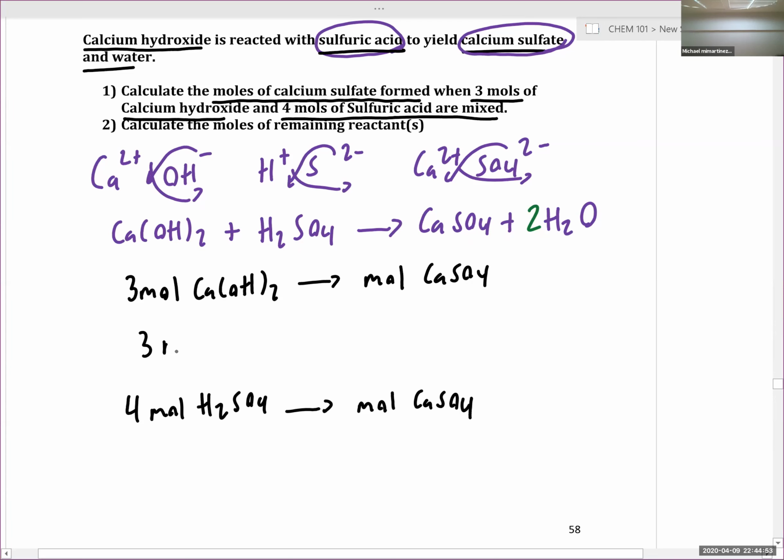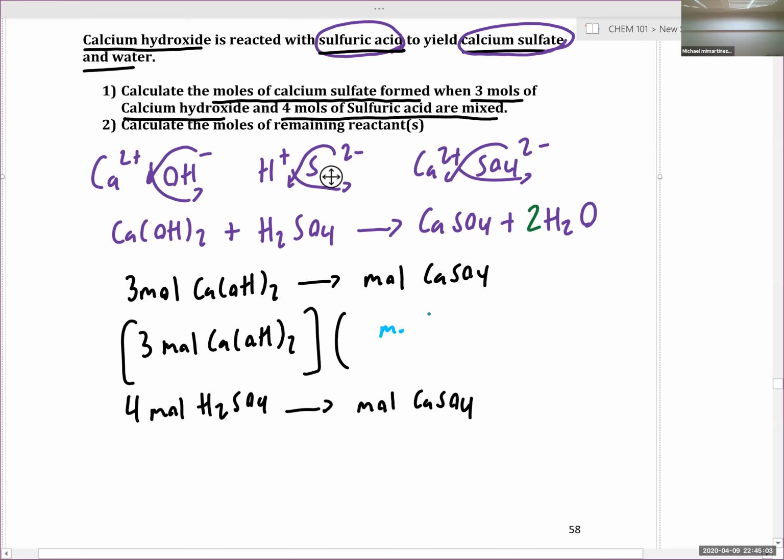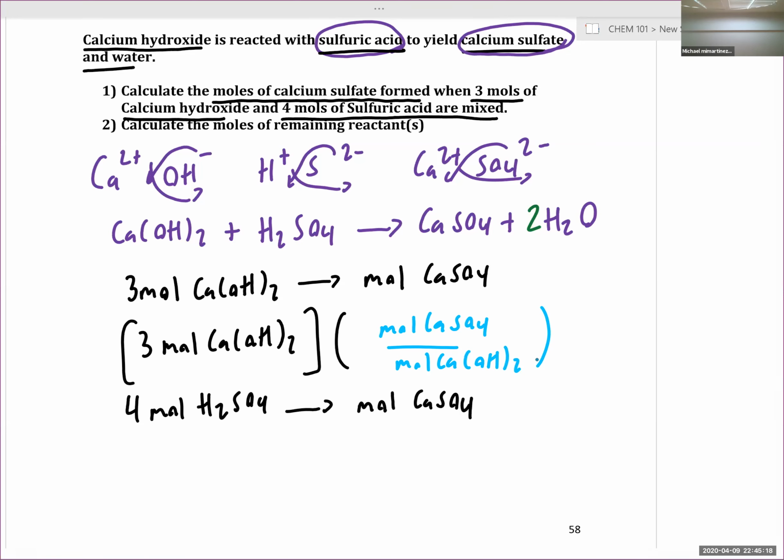So we have 3 moles of calcium hydroxide. And my question to all of you is, based on our stoichiometry, how many moles of calcium sulfate are produced per how many moles of calcium hydroxide? What's our mole to mole ratio from products to reactants?